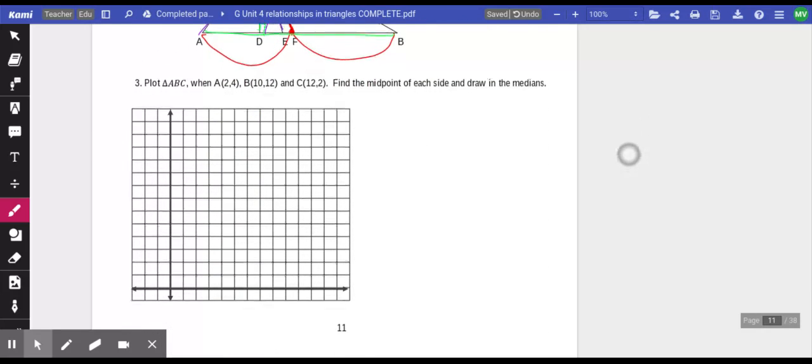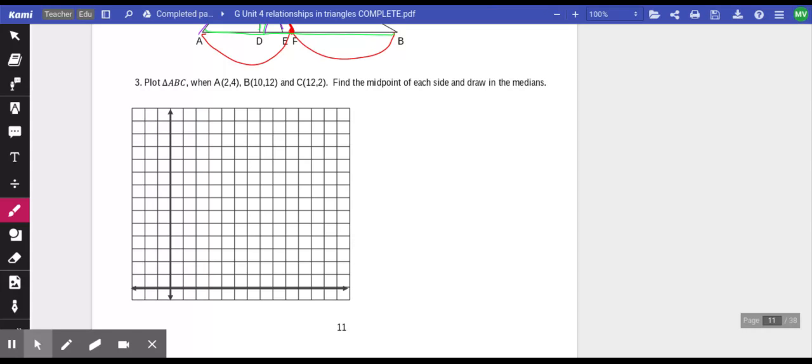Next, I want you to pause and plot these 3 points and find the midpoint of each side of the triangle. So pause and plot the points and then find the midpoint of each side.